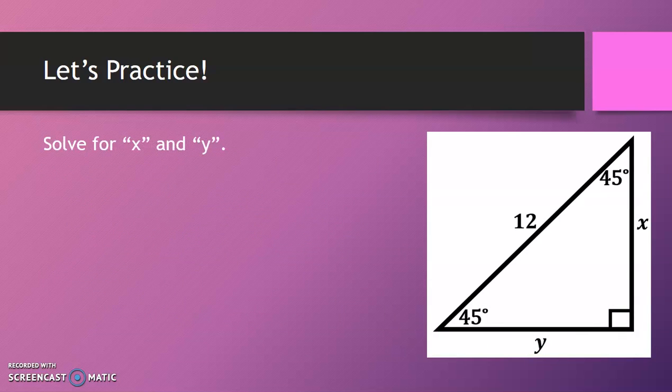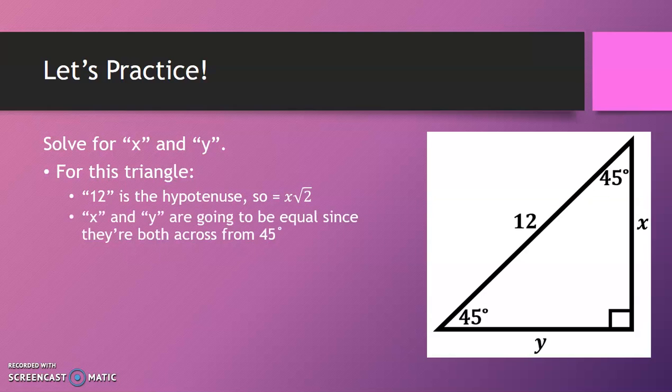For this one, again solving for x and y, 12 is your hypotenuse, so that's going to be the x radical 2 side. X and y are going to be equal because they're both across from the 45-degree angle. In order to solve this one, we have to use the hypotenuse, that 12 being equal to x radical 2, and we need to solve for the x.